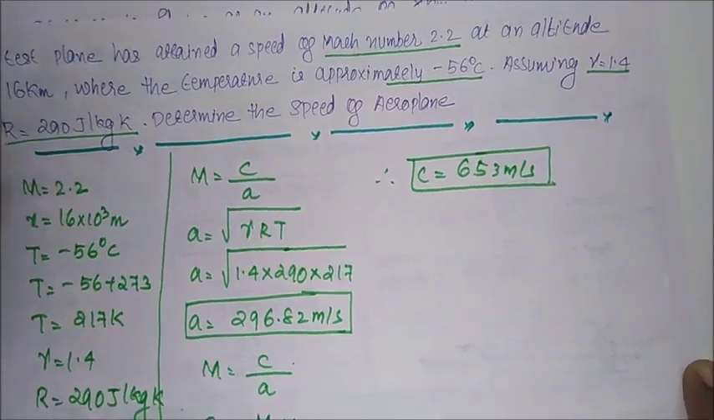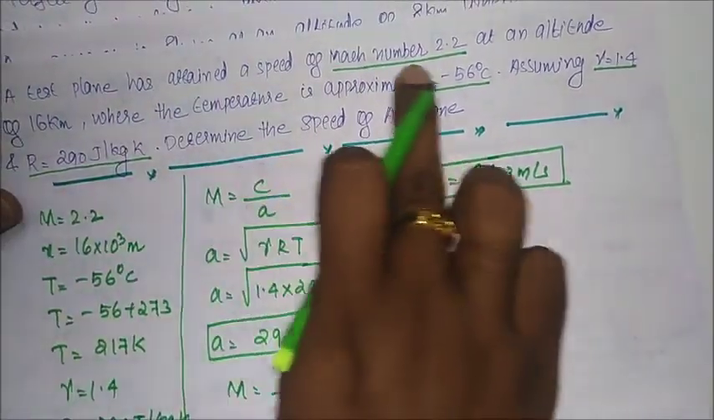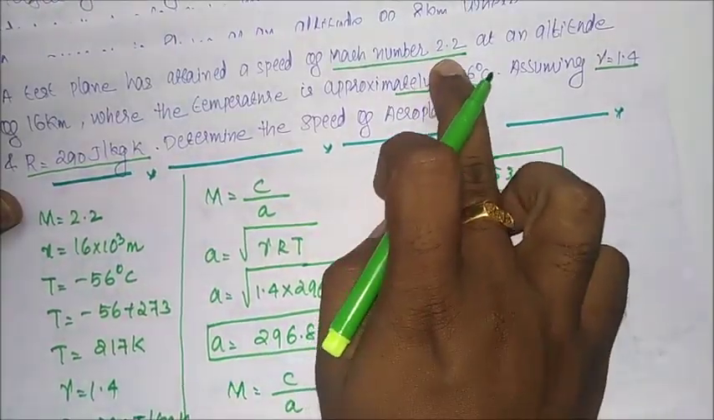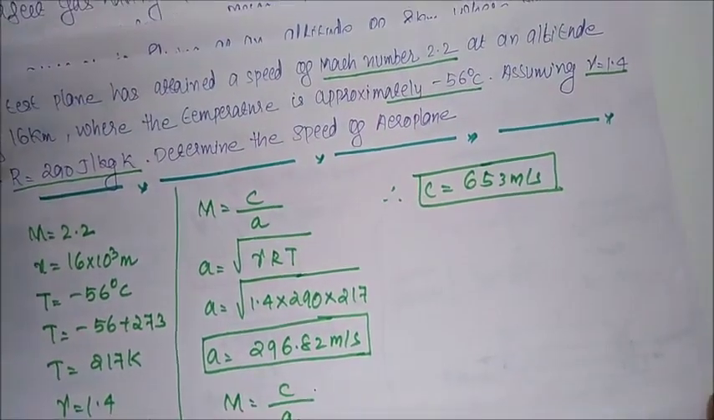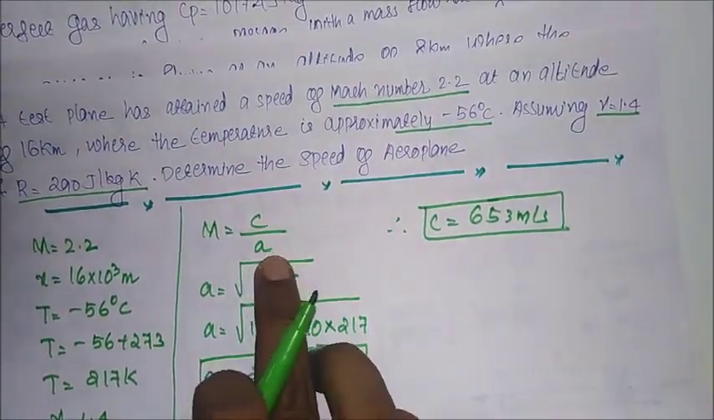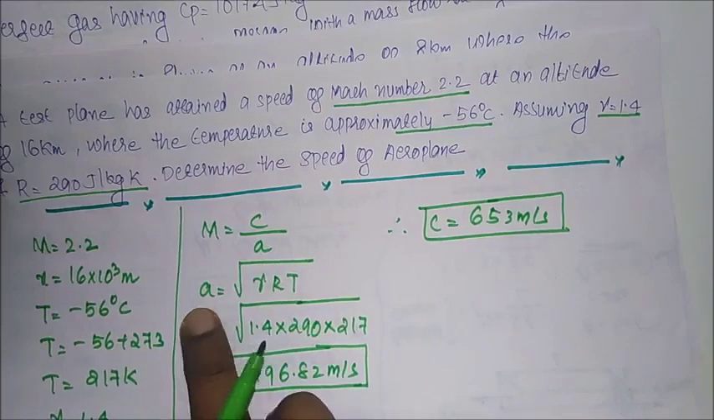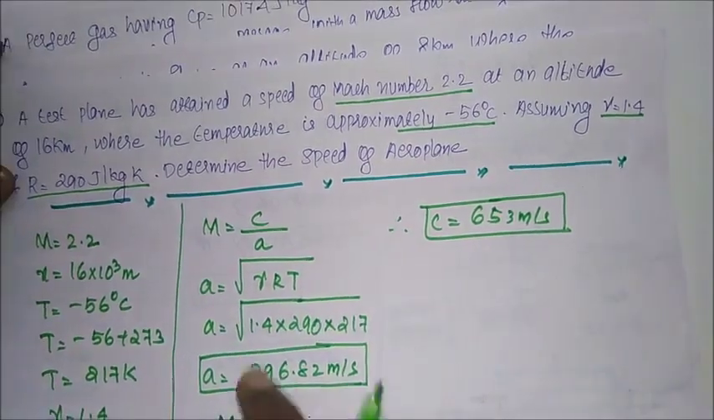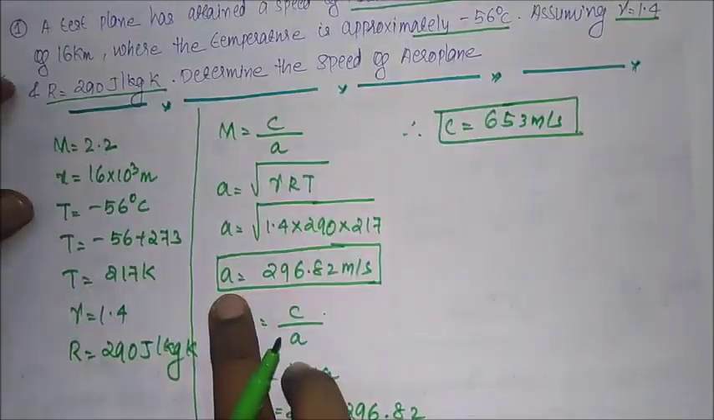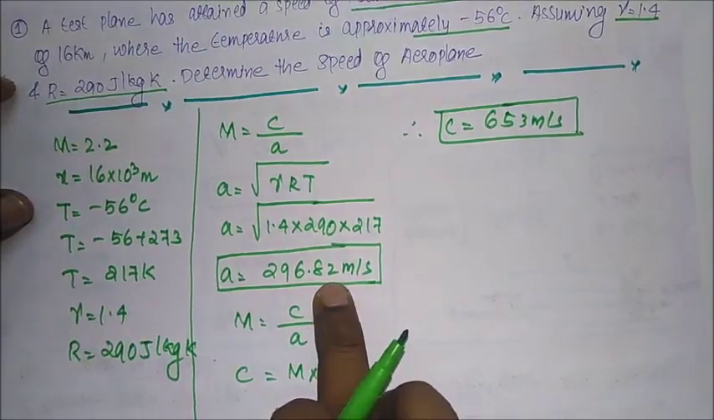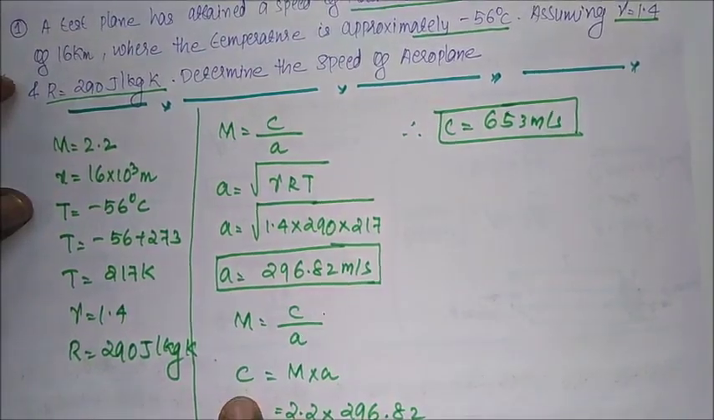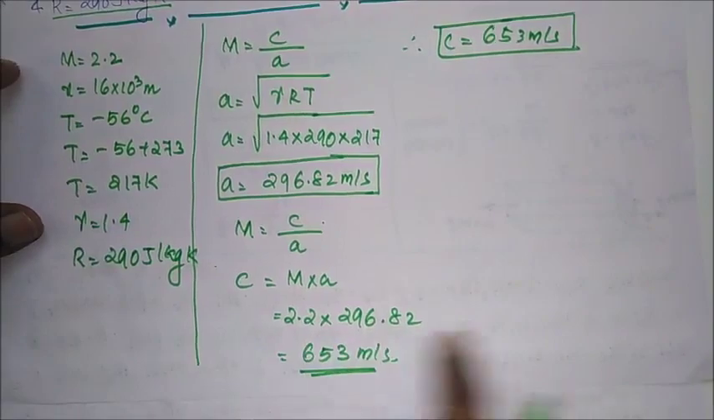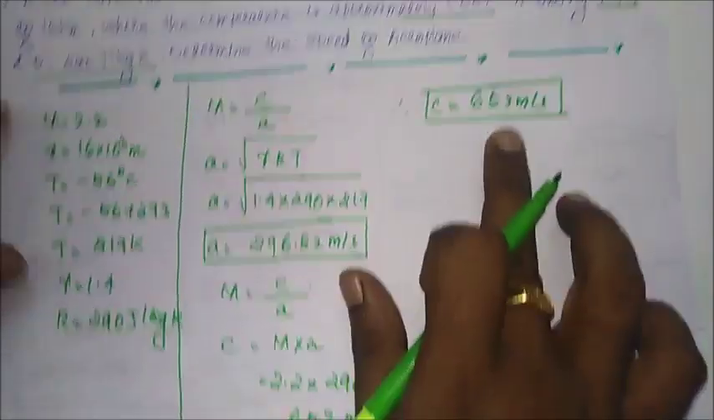A test plane has attained a speed of Mach number M equal to 2.2. We know that M is equal to C by A, therefore C is equal to M into A. A is the velocity of sound, equal to square root of gamma RT. Substituting these values, A is equal to 296.82 meter per second. Therefore, the velocity of the object is M into A, that is 2.2 into 296.82, approximately 653 meter per second. Now we can move on to another problem.